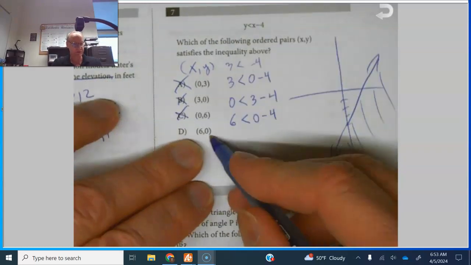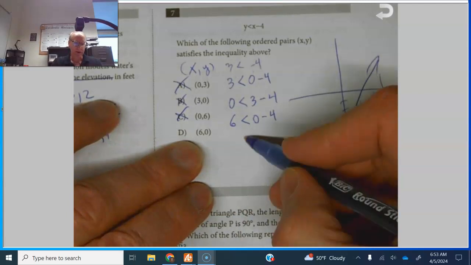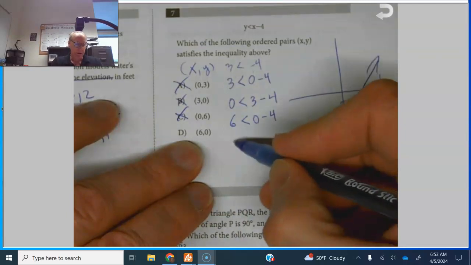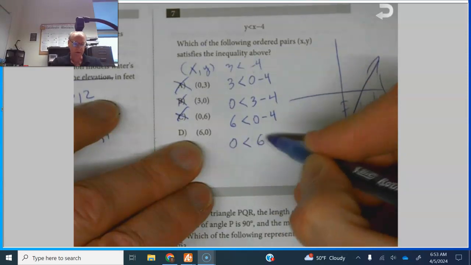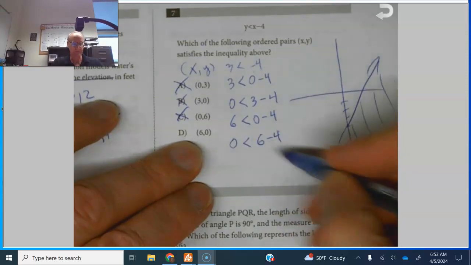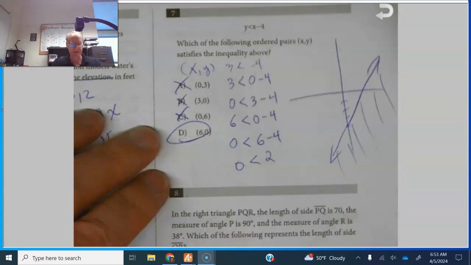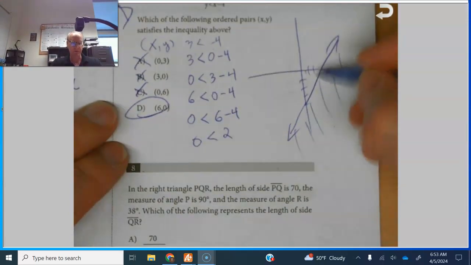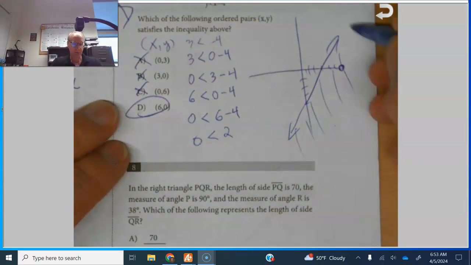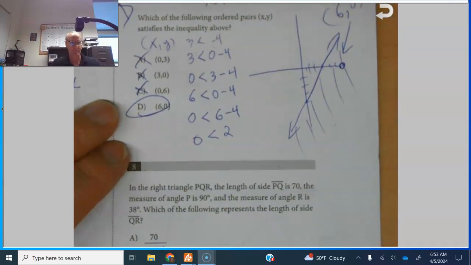There is only one situation left. That's 6, 0. Let's see if this is true. It says 6 is the x and 0 is the y. Is this true? And it absolutely is. 6 minus 4 is 2. And the last one I checked, of course, is the one that's right. If you look on your graph, 1, 2, 3, 4, 5, 6, this point is the point 6, 0. And you can see that it's included in your graph.